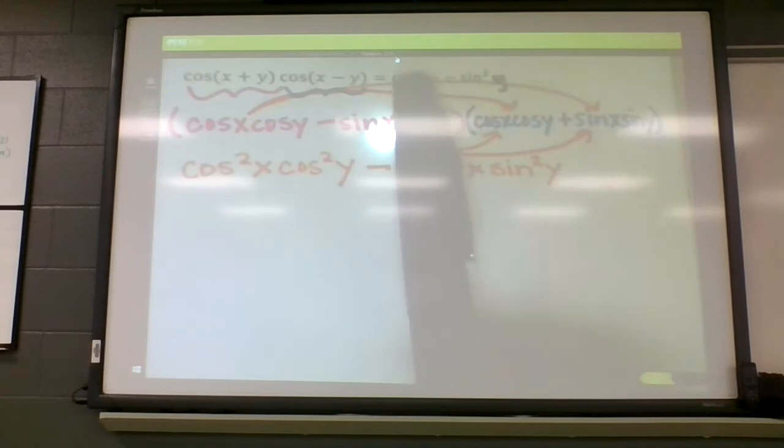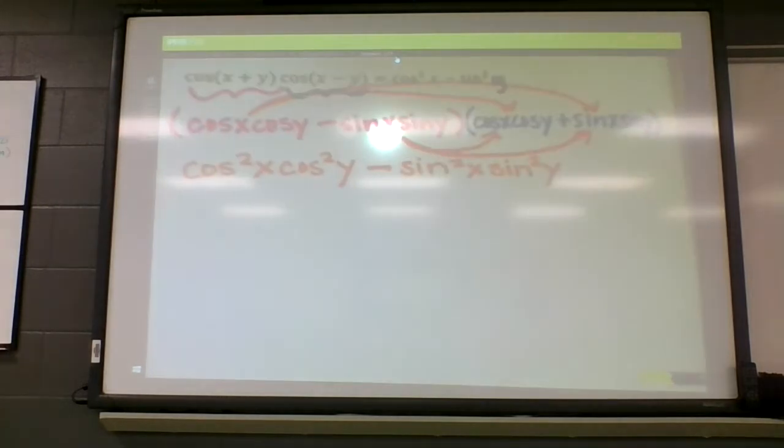We need cosine squared x and minus sine squared y. Any thoughts? This is what makes this one a little tricky, for sure. You can use an identity, yes. So which identity shall we use? Because you have an entire page full of identities.